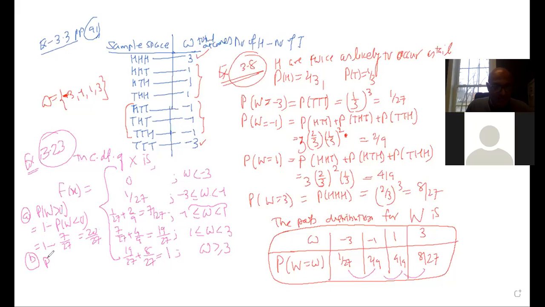B part says the probability of -1 is less than or equal to W and W is less than 3. So I can write the same in the form of F of 3 minus F of -1, since it's a cumulative distribution. F of 3 lies over here, so it is 19 by 27, minus F of -1, which is 1 over 27.